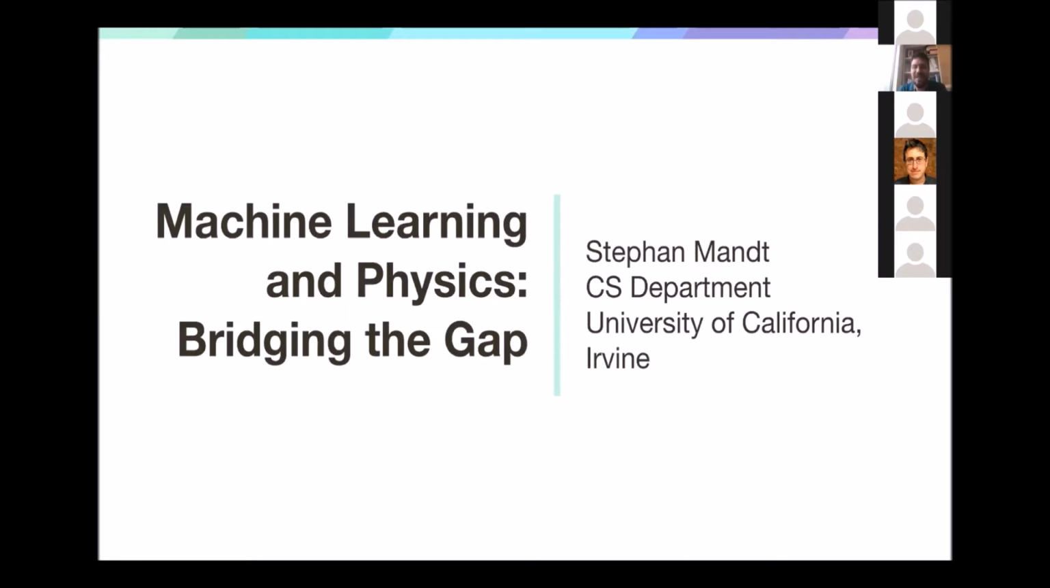As Giovanni already announced, the title of my talk is going to be Machine Learning and Physics, Bridging the Gap. And in some sense, this is going to be a sort of unusual contribution to this conference, because even though I started in condensed matter physics as a PhD student with Achim Rosch, I actually transitioned out of physics into machine learning, and this has been a while ago.